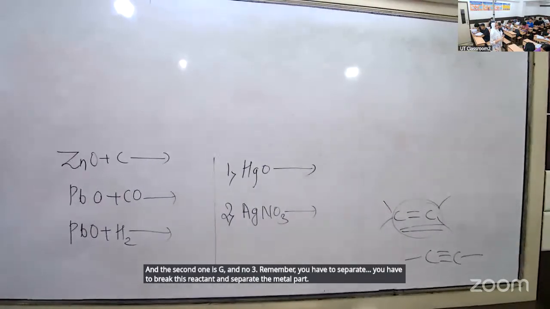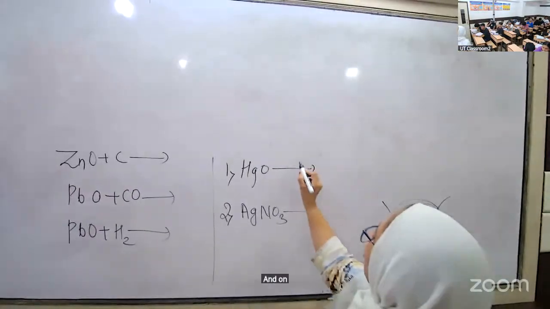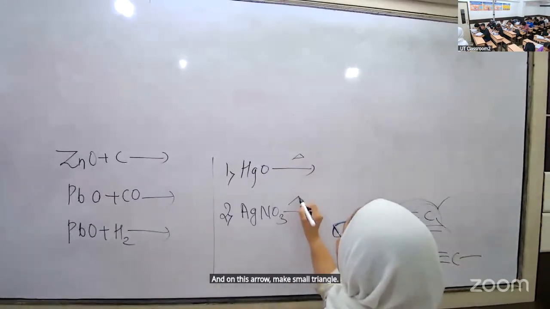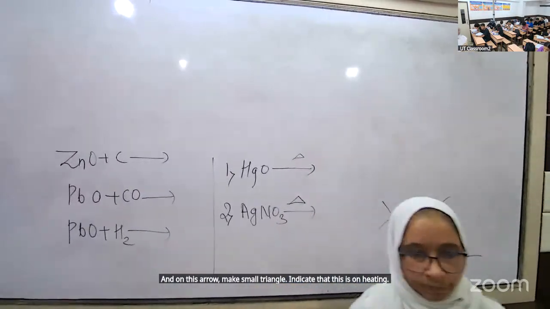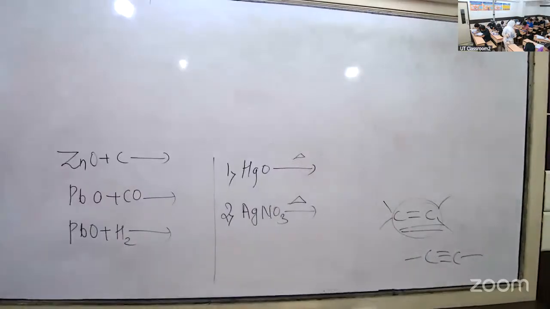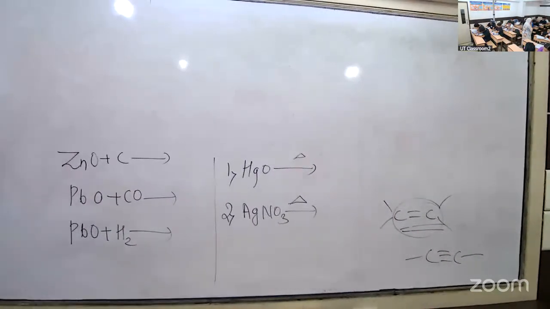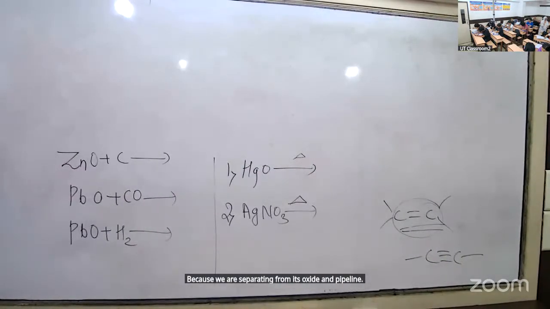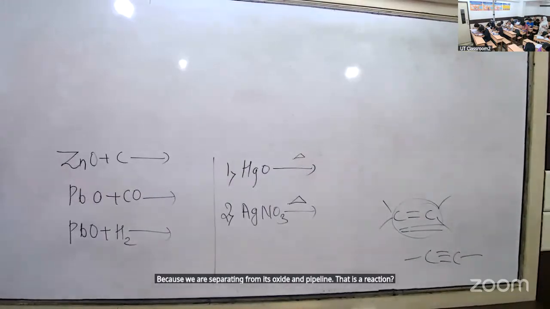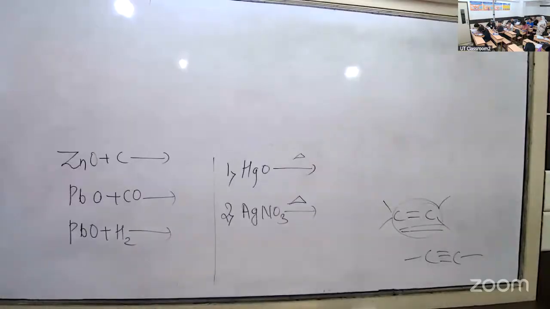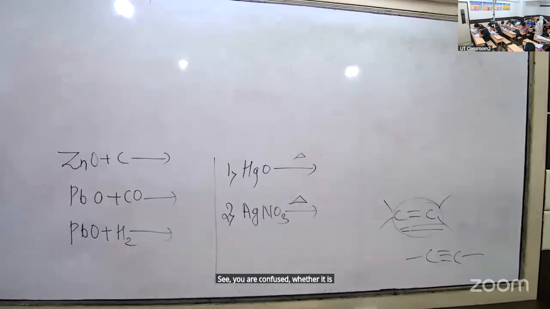Now how to do this, you see. And on this arrow, make a small triangle to indicate that this is on heating. We are separating the metal from its oxide and nitrate. Balance the reaction. AgNO3. See here, you are confused whether it is 1 or 2. Check the products. Whatever formula you are writing, it should be correct.